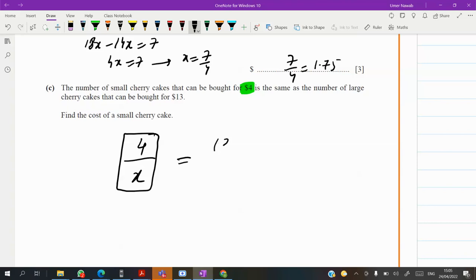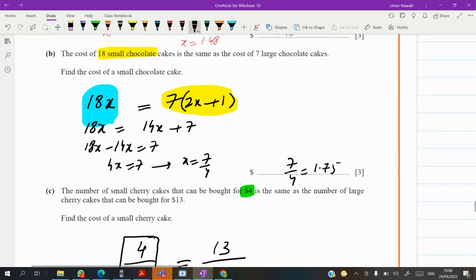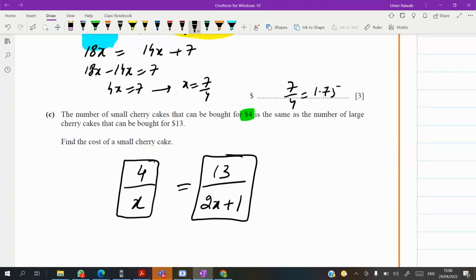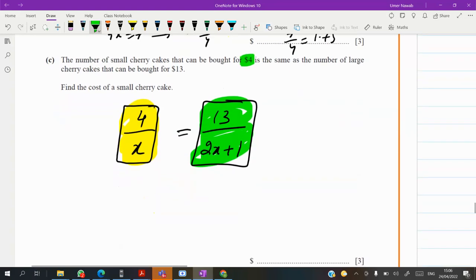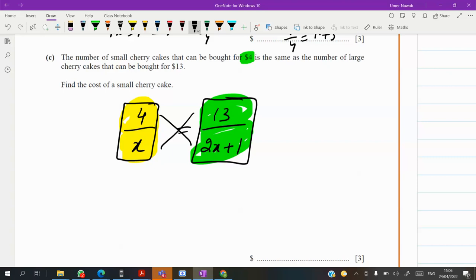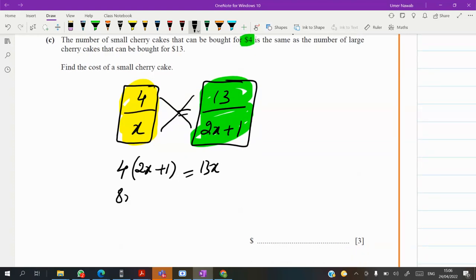So how much he spent? 13. And you remember that the price of one large cake was 2x plus 1. So the number of small cakes is 4 over x. The number of large cakes is 13 over 2x plus 1. Can we do the cross multiplication? So 4 multiplied with 2x plus 1 and x multiplied with 13. So we got 8x plus 4 is equal to 13x. So 4 is equal to 13x minus 8x.